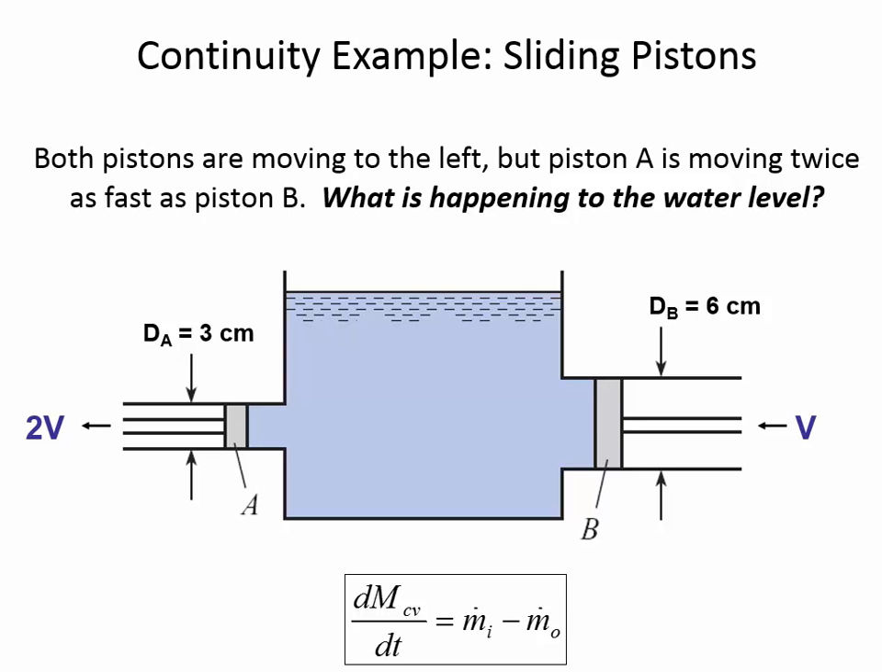We don't have the actual quantitative value for that. So it's 6 centimeter diameter and it's going in at v. Well, there's flow coming out of the reservoir because piston A is retracting. And it's retracting at twice the velocity that the other piston is going in. But it only has half of the diameter, 3 centimeters versus 6 centimeters. All right, so one's going in, one's going out, double the velocity, half the diameter. So what's happening to the liquid level here?